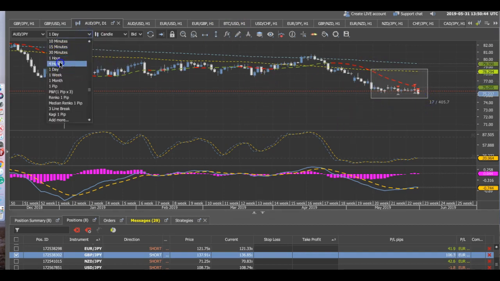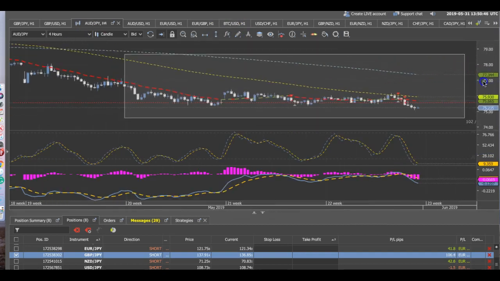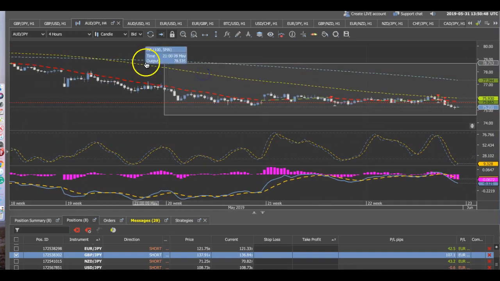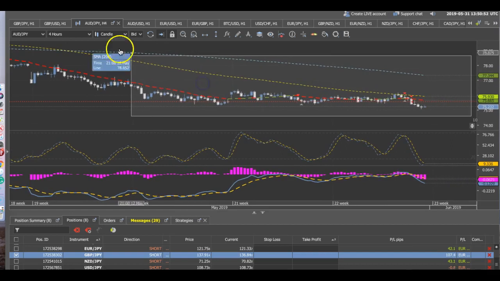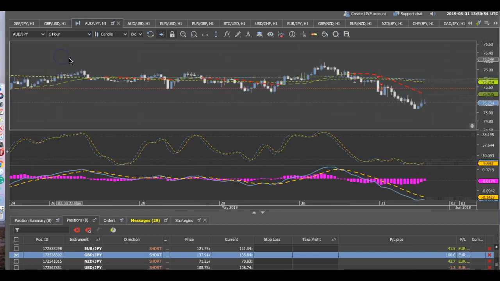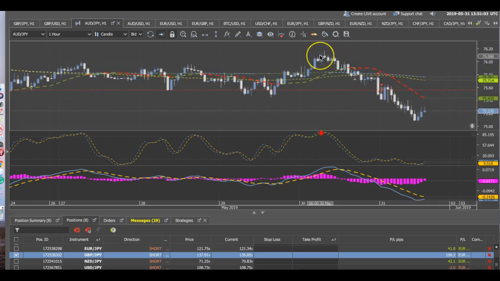I'll switch over to the 4-hour chart. Notice that the moving average lines are slanted down in the direction of the daily chart. And then I switch over to the 1-hour chart for my entries. Waiting for stochastics to be overbought. Looking for a candlestick pattern to sell. I'm trading in the direction of the trend. Even though price is above the moving average lines on the 1-hour chart, we're taking a trade in the direction of the 4-hour and daily chart.